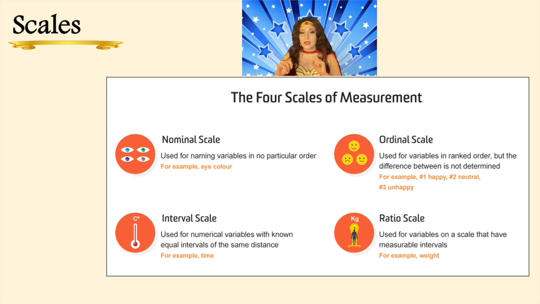So the ratio scale is ordinal, right? The order does matter. It is also interval. It means that you have equal intervals between each anchor, but it also has a true 0 point. Okay, and so that is the difference between the ratio scale and, for example, the interval scale. So the ratio scale is used for variables on a scale that have measurable intervals, including a true 0 point. So if you were trying to measure the number of chocolate chip cookies someone ate, it's entirely possible that they could have eaten 0 cookies.